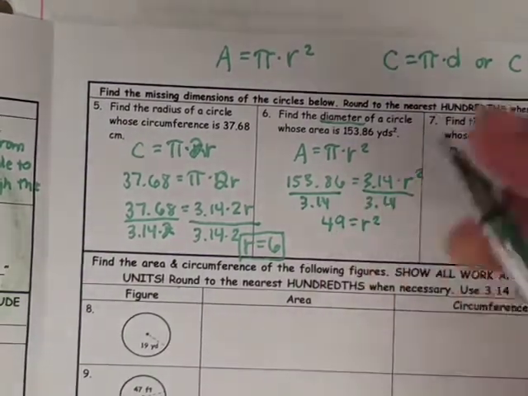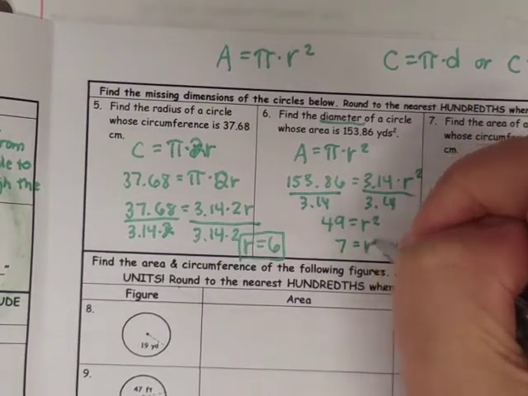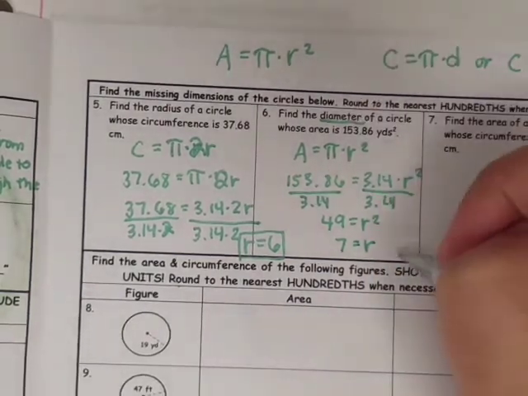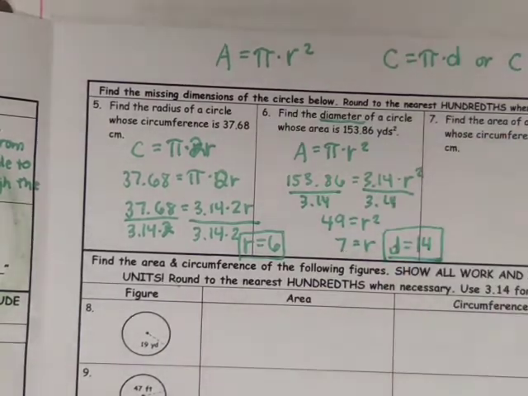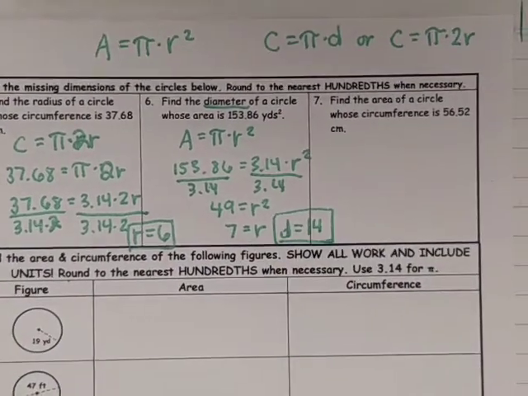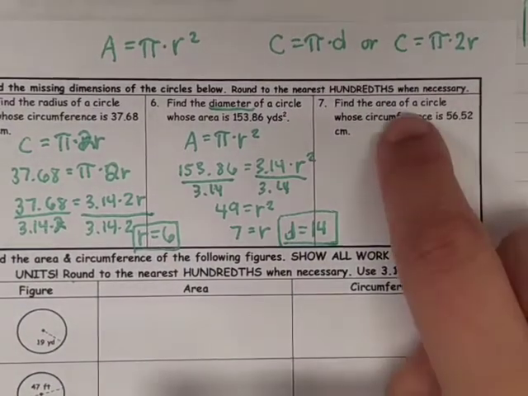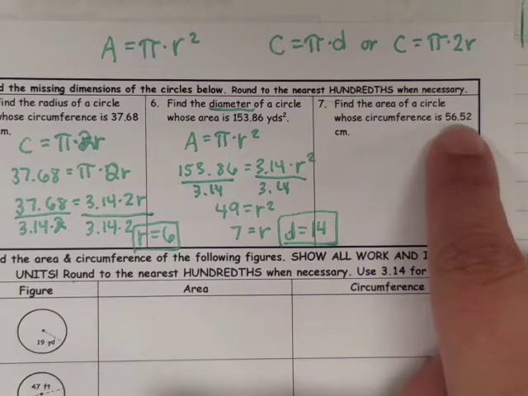Well, what squared is 49? 7. That's my radius, but they want diameter, so then my diameter would be double that, 14. All right, and then let's do one more together. So find the area of a circle whose circumference is 56.52.